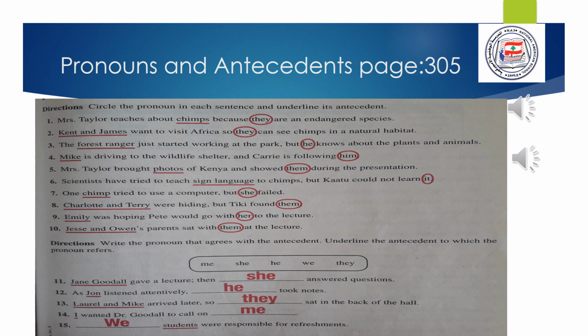12. As John listened attentively, he took notes. He is the pronoun that agrees with the antecedent John. 13. Laurel and Mike arrived later, so they sat in the back of the hall. They refers to the antecedent Laurel and Mike. 14. I wanted Dr. Goodall to call on me. Me refers to I. 15. We students were responsible for refreshments. Students refers to we.